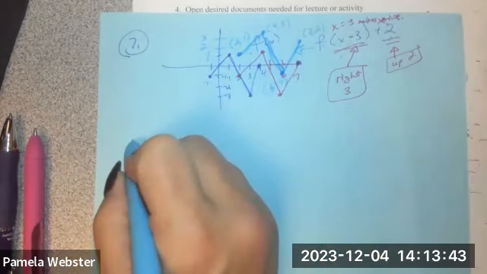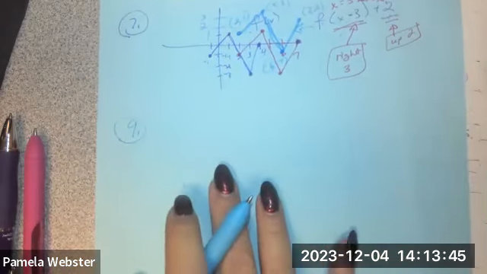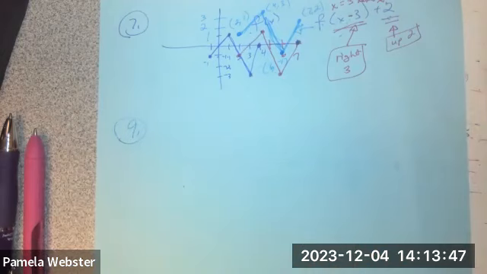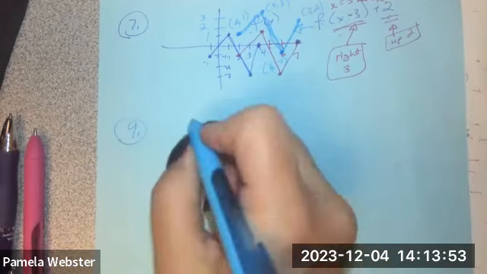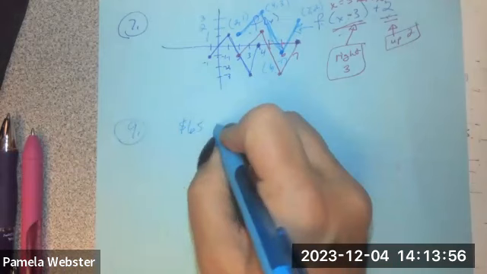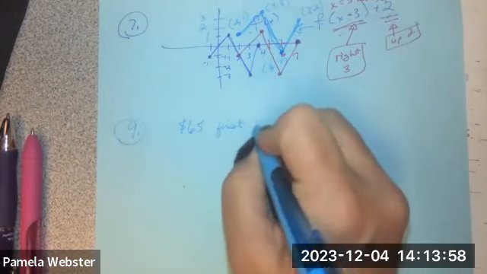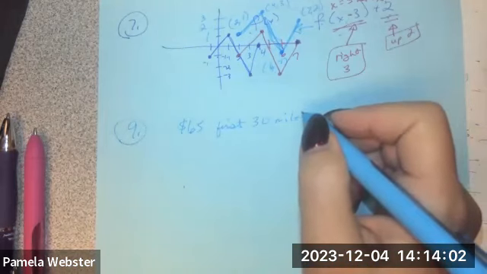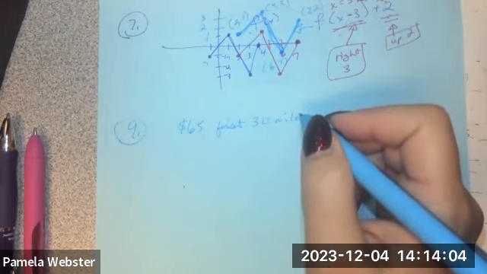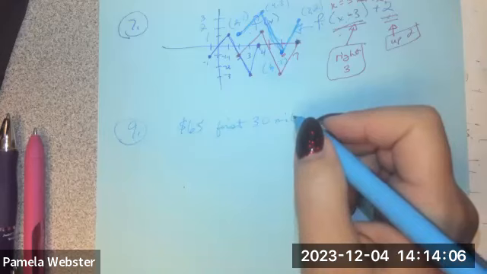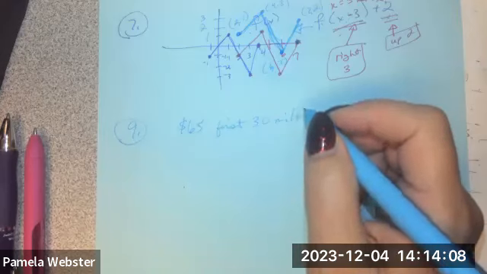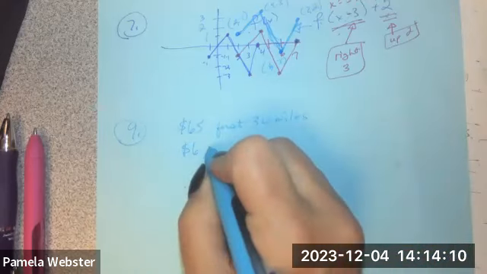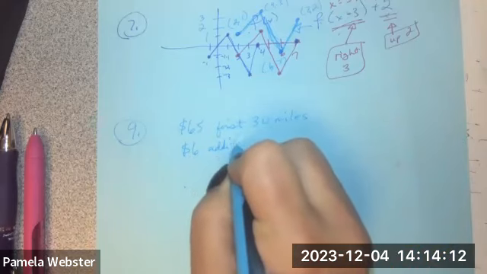Number 9, I guess. Trying to decide which ones I want to work on. So number 9 says the charges for renting a moving van are $65 for the first 30 miles. $65 first 30 miles. Okay. And then $6 for every additional mile. That's really expensive. $6 additional miles.